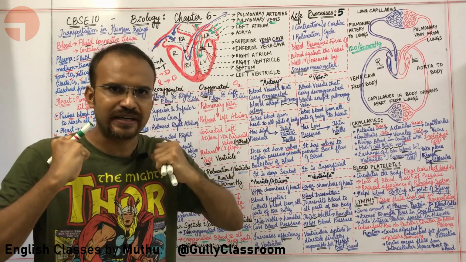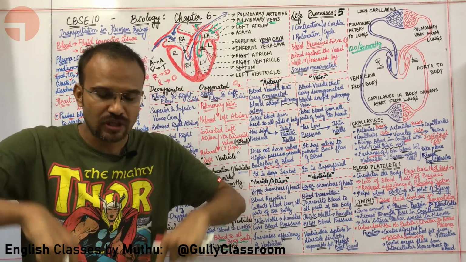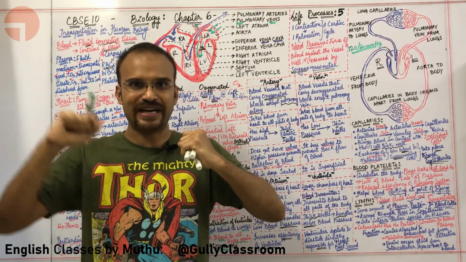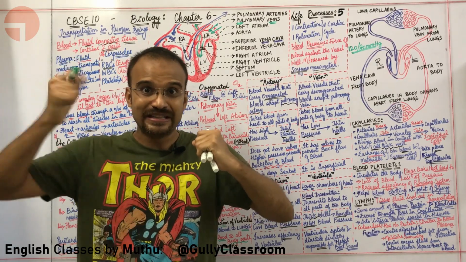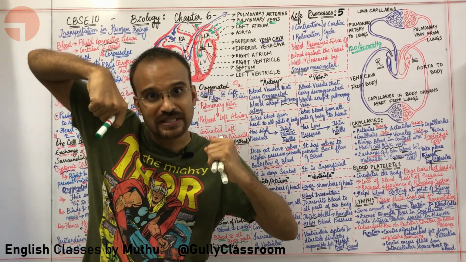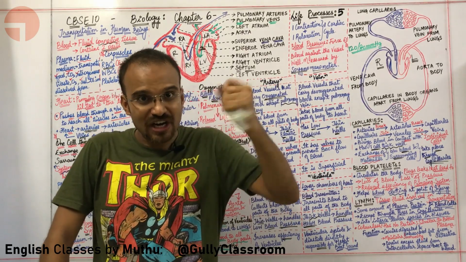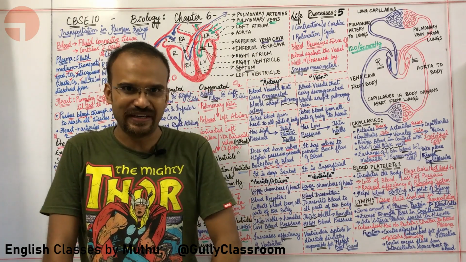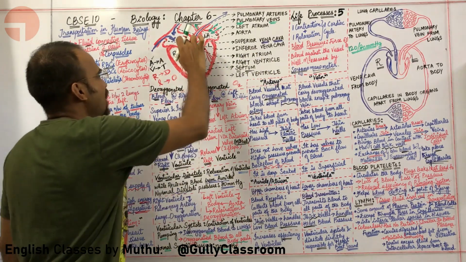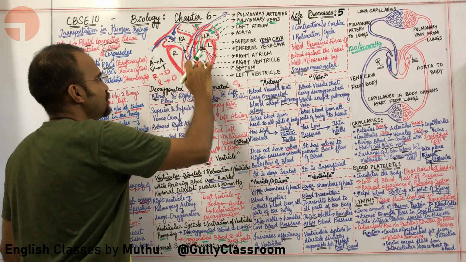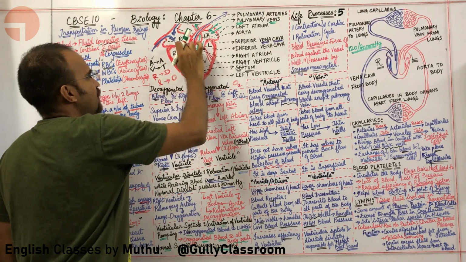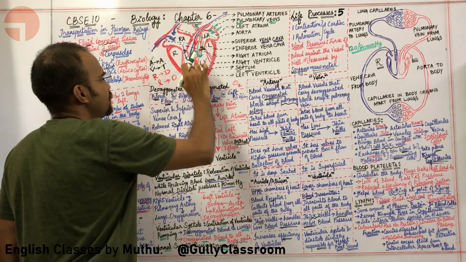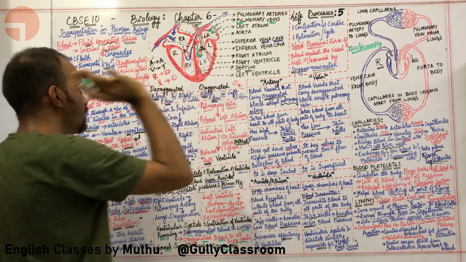The auricles are contracting and pushing the blood to the ventricles. The deoxygenated blood in the right auricle is pushed towards the right ventricle. The oxygenated blood in the left auricle is pushed towards the left ventricle. Are you getting this? Oxygenated blood is pushed from here to here. Deoxygenated blood is pushed from here to here.